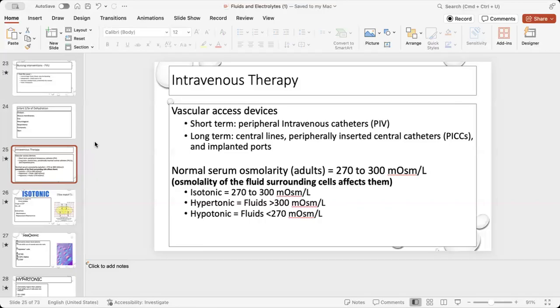All right, so knowing what kind of IV device you have, and then when we think about IV therapy, we can give IV medication or IV fluids through either a short-term or a long-term device, okay? When we're looking at IV fluids, we're going to look at the normal osmolarity.